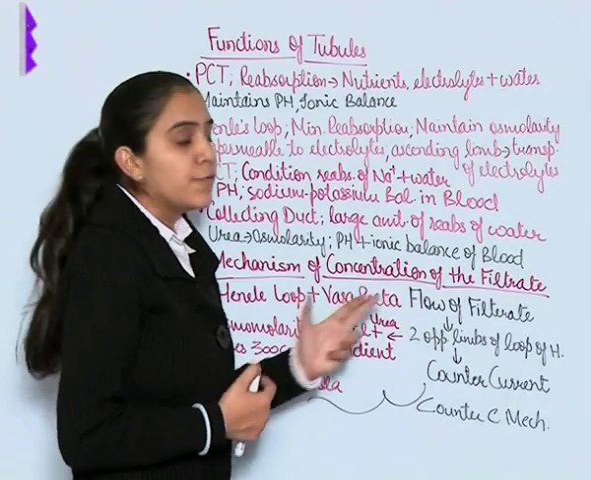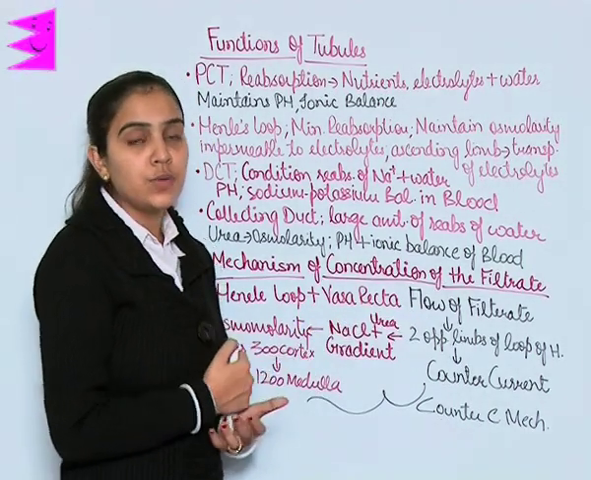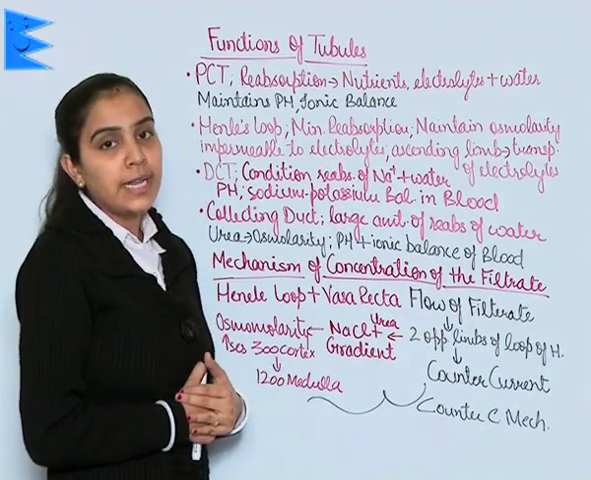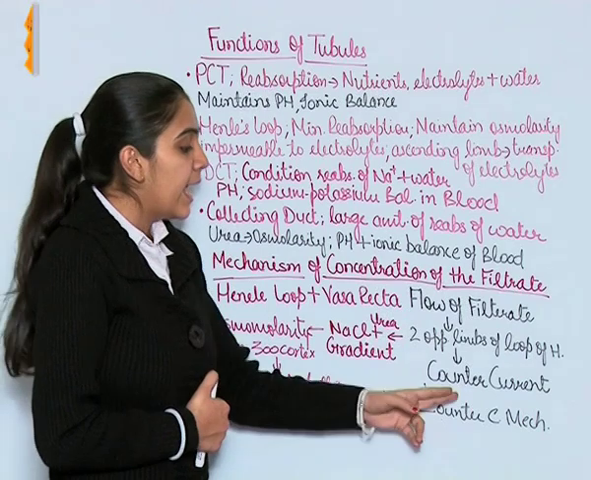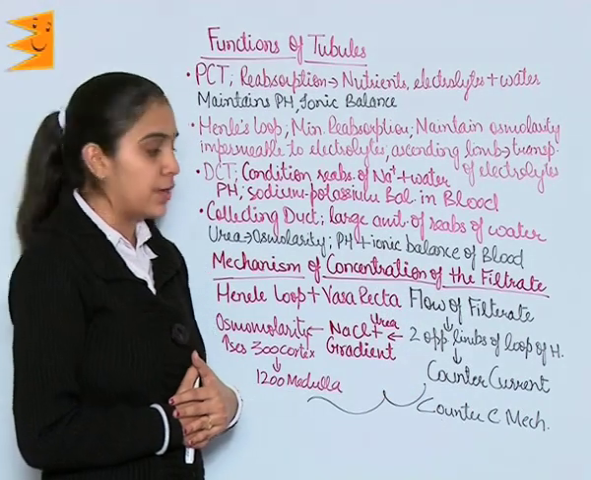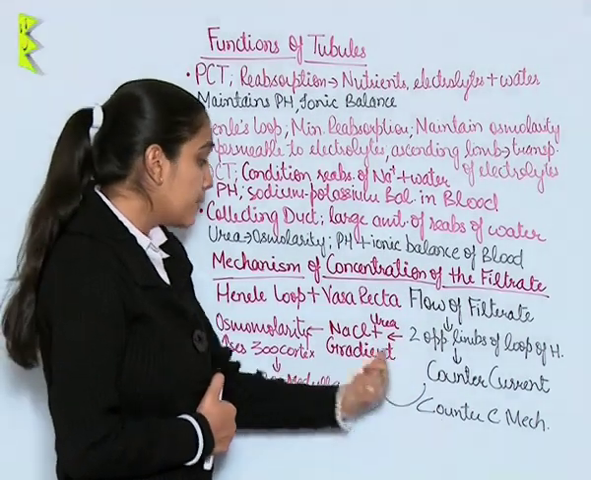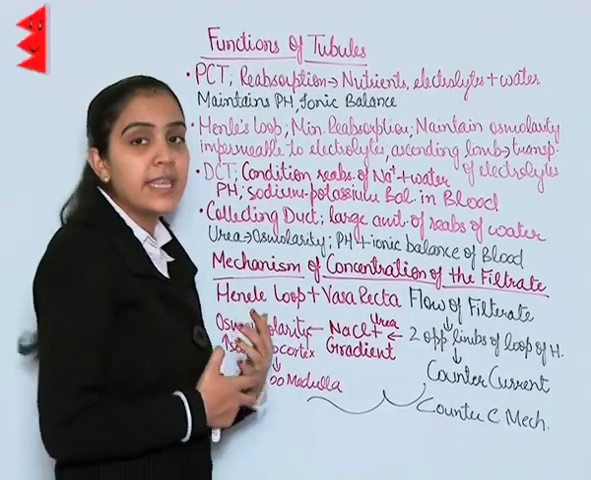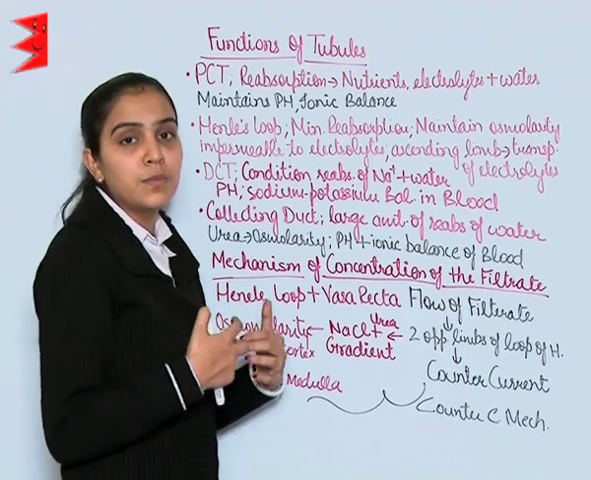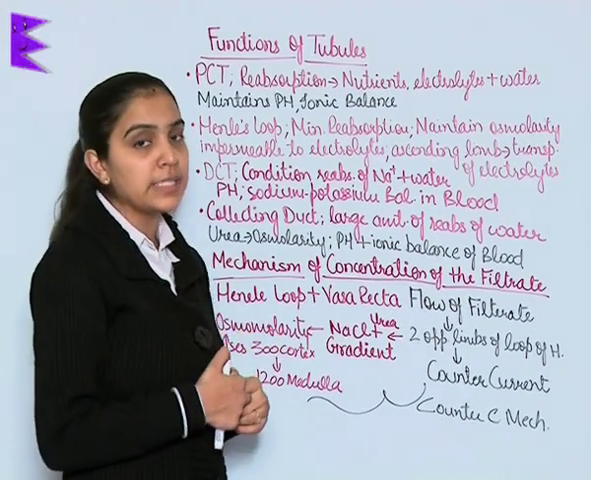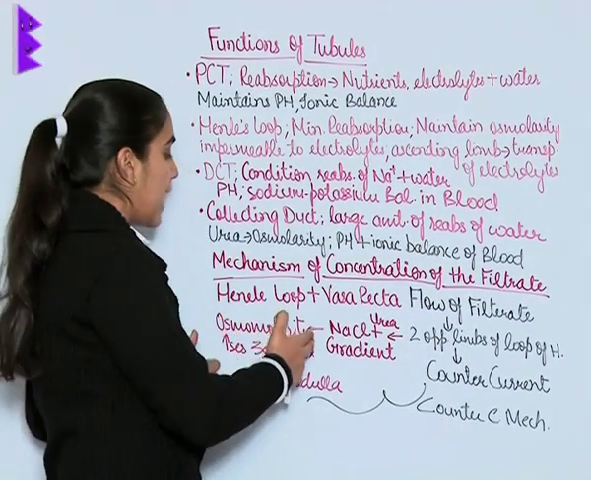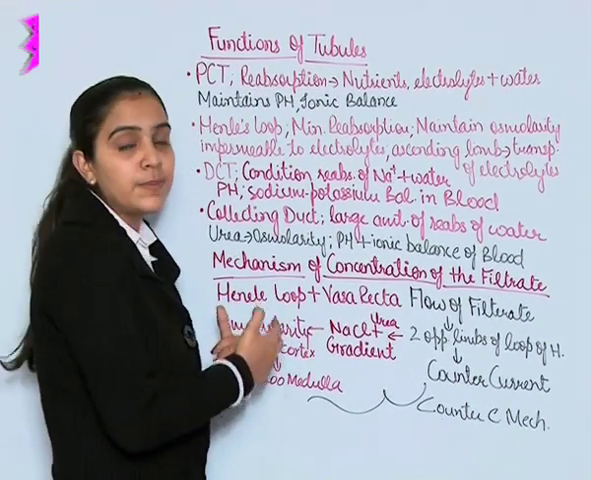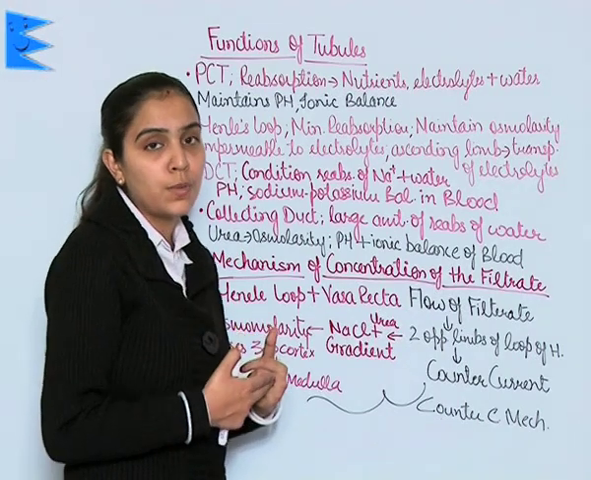In this, flow of filtrate, as you can see in the diagram, is between two opposite limbs of loop of Henle. Hence, a counter current is generated and NaCl plus urea helps in maintaining this gradient so that the movement across the membranes is occurring, and you can see this gradient helps in increasing the osmolarity.